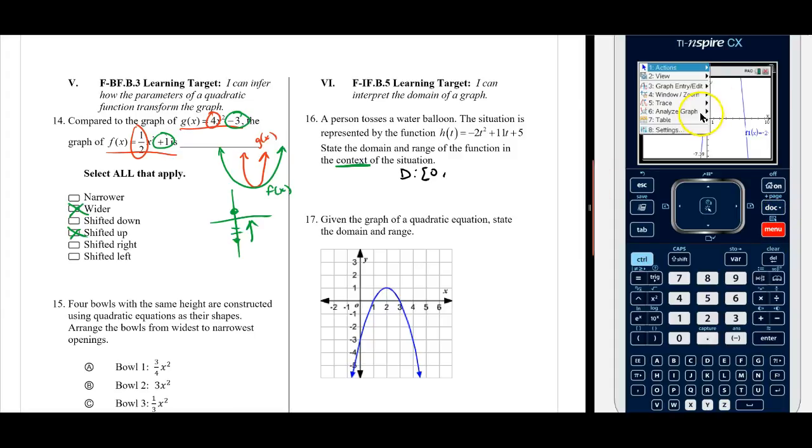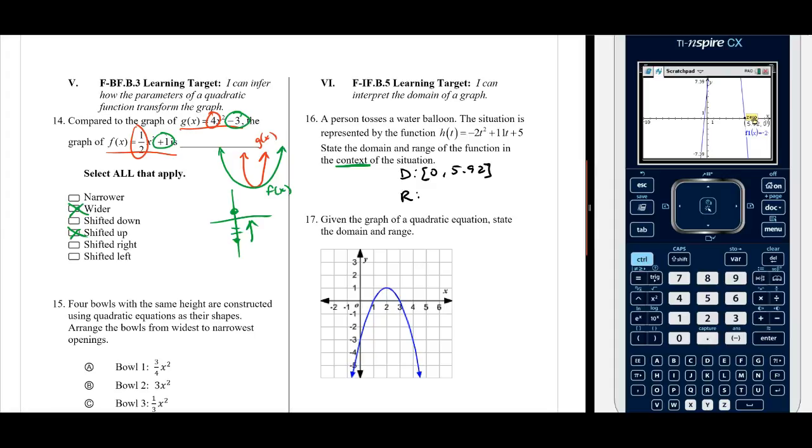And then I'm going to use analyze graph. I'm going to find my 0, lower bound, upper bound, and it looks like I'm at 5.92. So my domain goes from 0 seconds to 5.92 seconds.